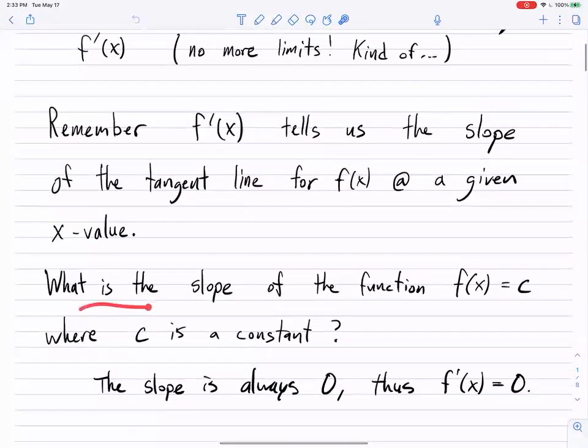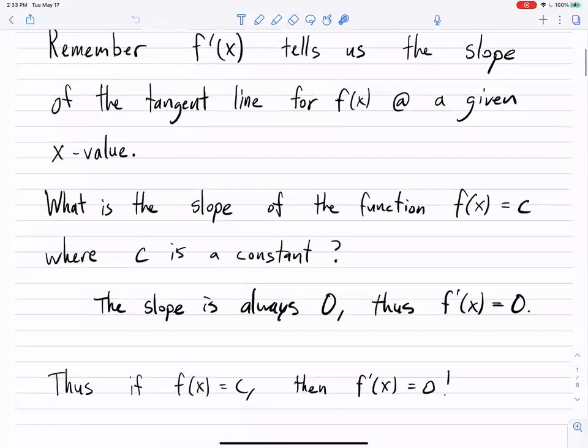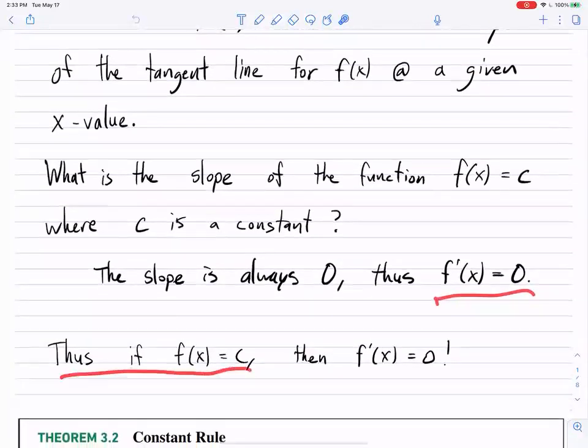And so what is the slope of the function f of x equals c, where c is a constant? So if you have a constant function, what is the slope? Well, the slope is always 0. And so that means we know the derivative is always 0. So the derivative function is 0, and we don't have to do a limit. We just use our intuition. And so thus, if f of x is equal to c, then the derivative is 0.